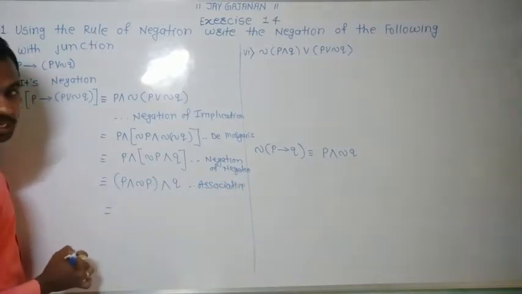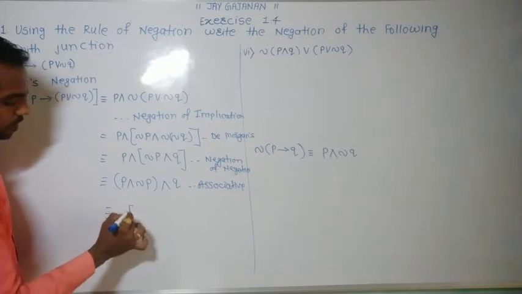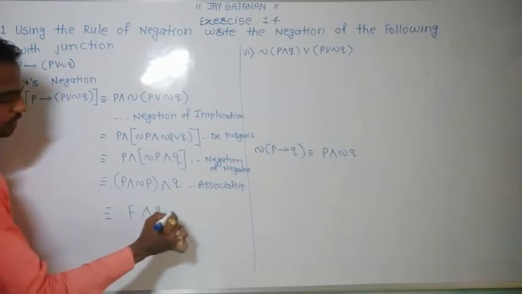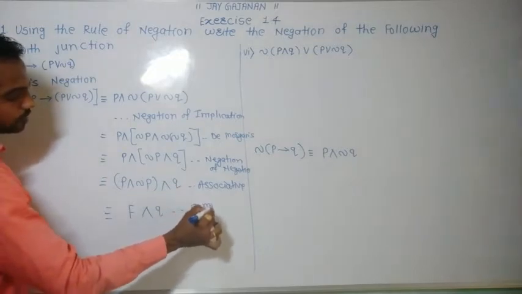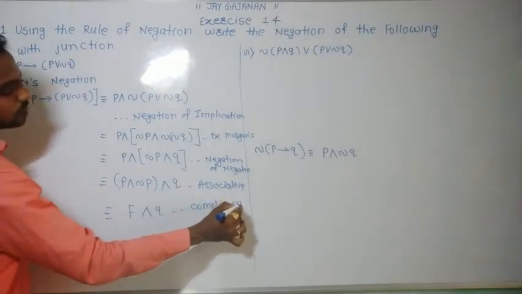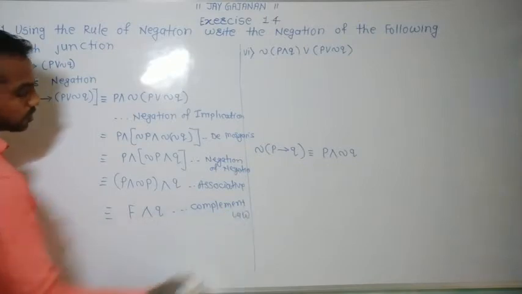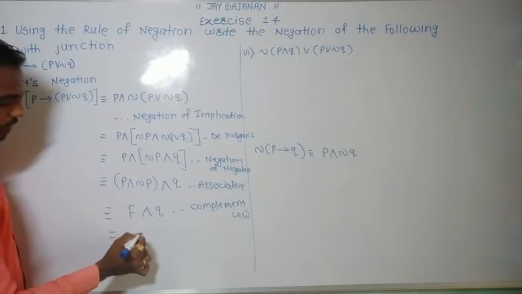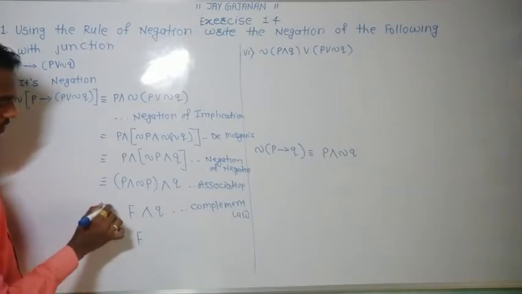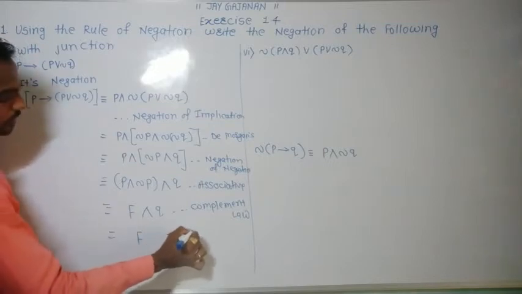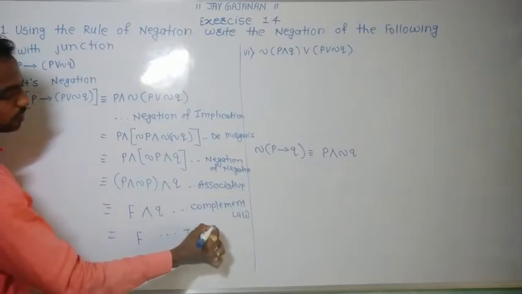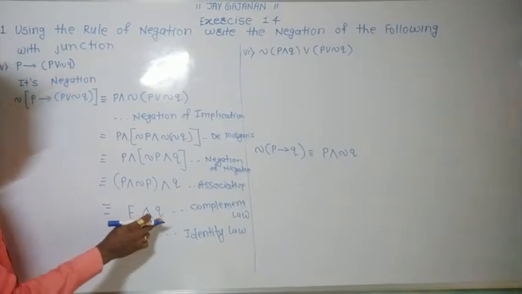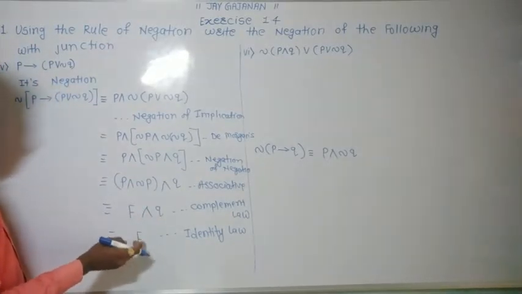We know that P and negation P is F, by the complement law. And by identity law, F and Q is F by identity law. It's obvious that if a statement and F, the result is F.